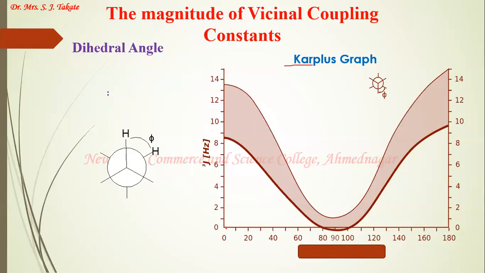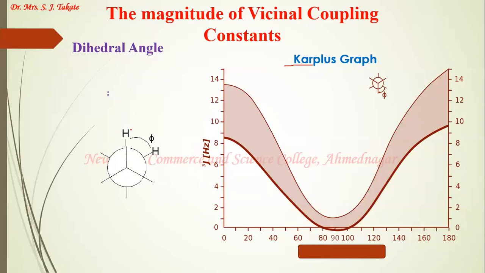On the x-axis, the dihedral angle is plotted. From the extreme left, we have a 0-degree dihedral angle. It increases, and we have written a maximum of 180 degrees. Then on the y-axis, we have coupling constant values expressed in Hertz. If you observe this graph, you will notice that when the dihedral angle is 0 or 180 degrees, the coupling constant values are higher, and in between you have intermediate coupling constant values. For a 0-degree dihedral angle, the coupling constant value is around 8.5 to 13.5.